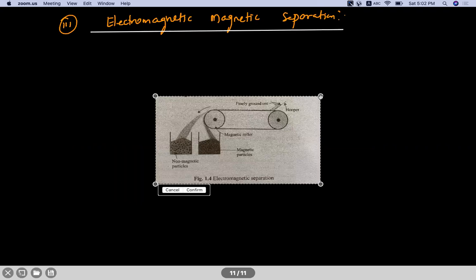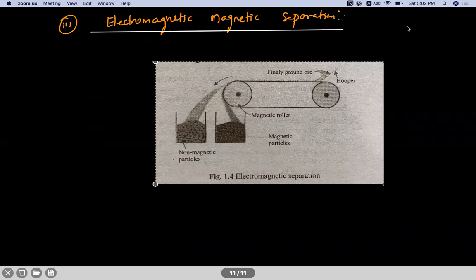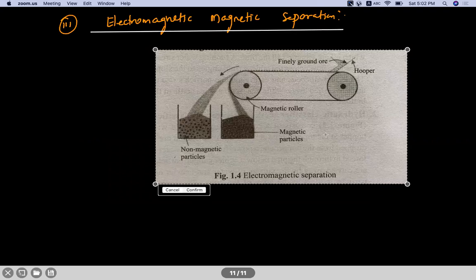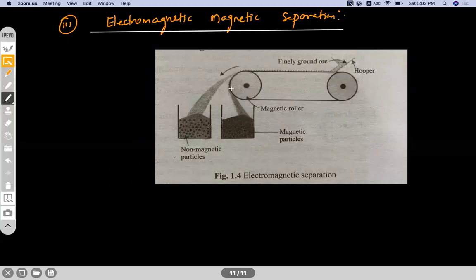So we have a roller over here and a hopper. Just above the roller, we have a hopper, and this is the belt we have. This is a magnetic roller and we have a belt over here. The finely powdered ore, we put into this hopper and this roller is continuously moving in this direction. So obviously, the ore particles which come over here start traveling like this and go till here.